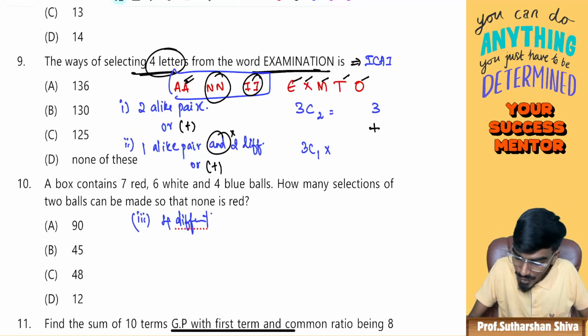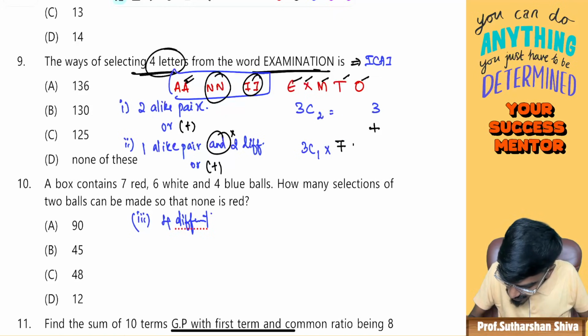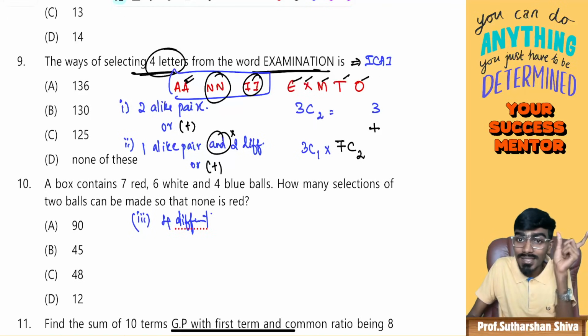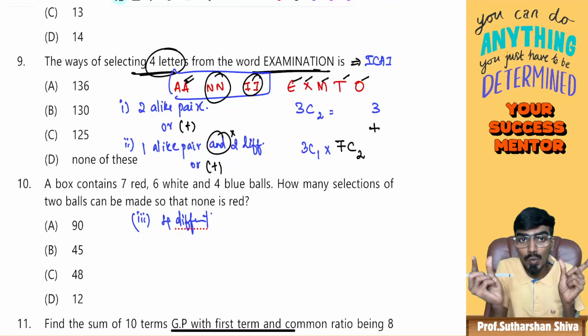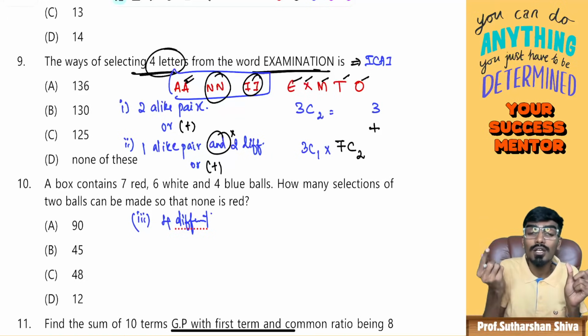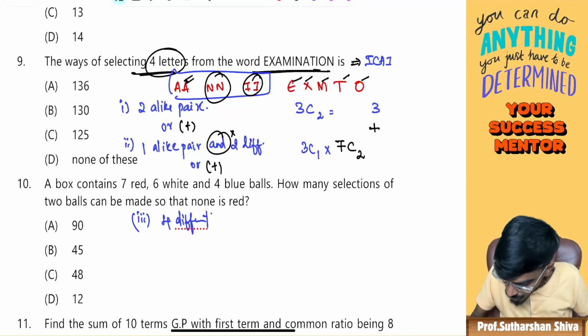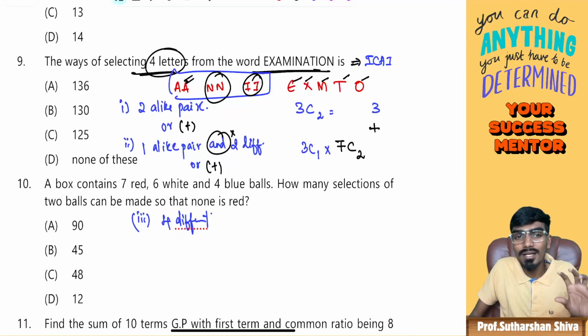Then I is only one different, E is one different, X is one, M is one, T is one, O is one. So 5 plus 2 is 7. Out of 7, I should select the remaining 2. Why is it 2? 3C1 means AA will be selected, two letters selected. Now I only want two letters to make the total of 4 letters. So either from the remaining 7 I want the remaining 2, so that the repetition in this case can be allowed over here.